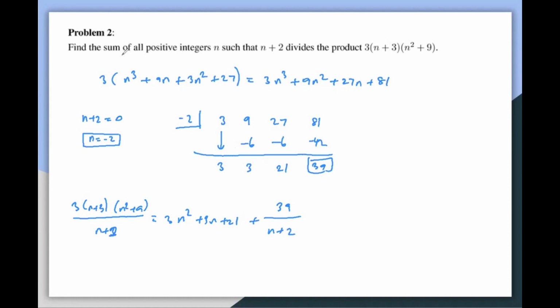Okay, so we are told, what is the sum of all possible values of integer n such that this divides this, right? Which is actually the case. So in order for this to be divisible, that means 39 has to be divisible by n plus 2.